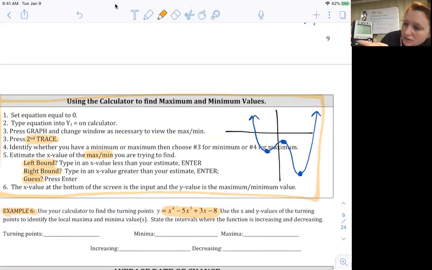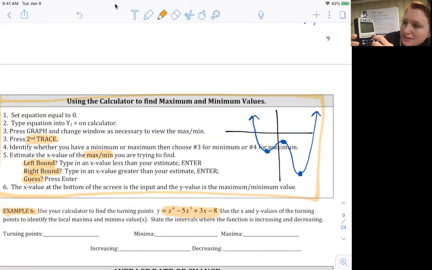press second trace, and we're going to find, let's find the lowest minimum. It's up to you. But do you see how option 3 is a minimum? I'm going to hit enter. And there's 2 minimums located here, right? I'm going to go to this one all the way down there. I want to find that one.